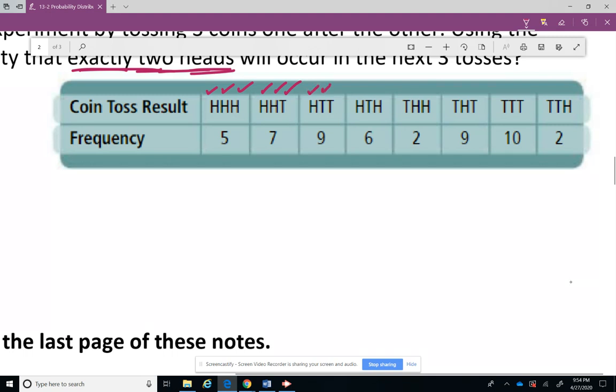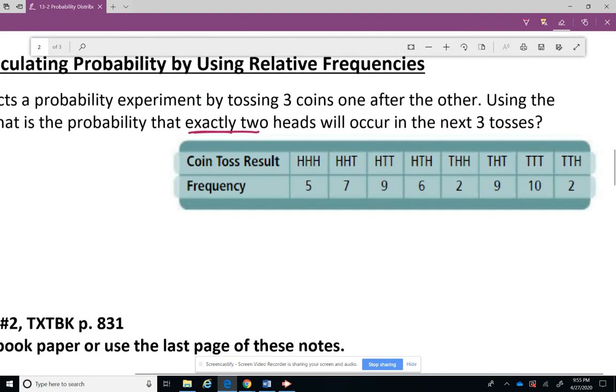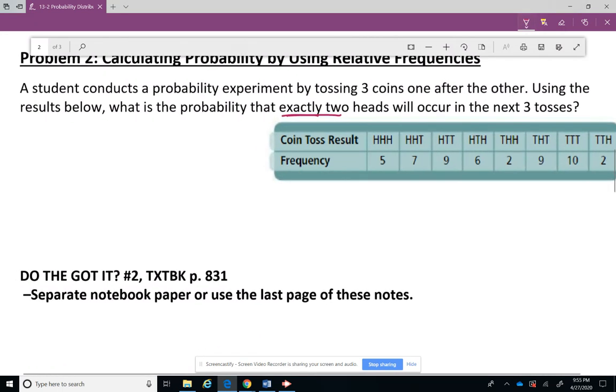You could do heads, tails, heads; tails, heads, heads; tails, heads, tails; tails, tails, heads; tails, tails, tails. Now, they actually did it. And the numbers underneath is how many times that occurred. So remember, we want exactly 2 heads. So we're going to find the number of times that it results in exactly 2 heads. Okay, so that's our first step.